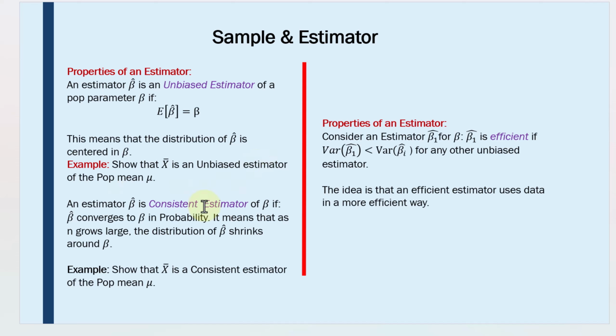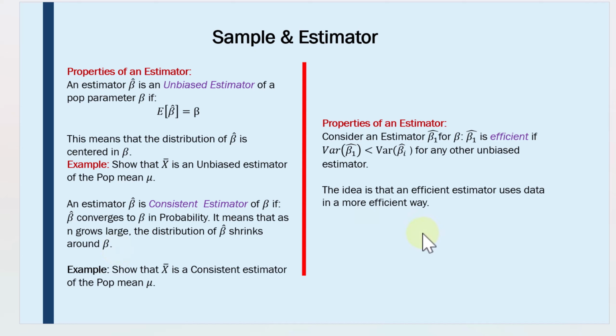Another important property of an estimator is the property of consistency. We say that beta hat is a consistent estimator of beta if beta hat converges to beta in probability. That means as n gets larger and larger, remember that n is the sample size, the distribution of beta hat shrinks around beta. We can also show that x bar is actually a consistent estimator of the population mean mu.